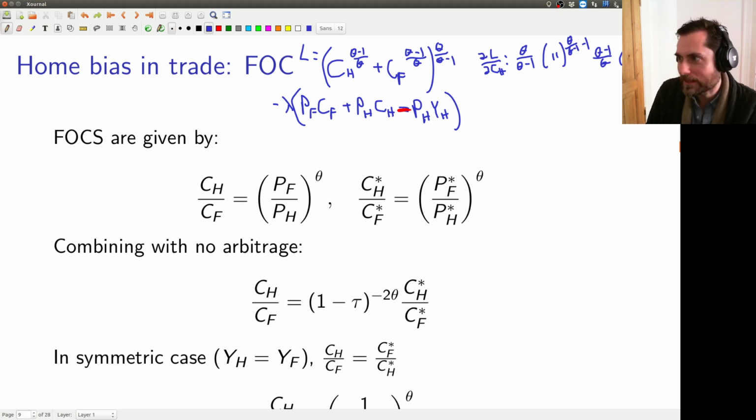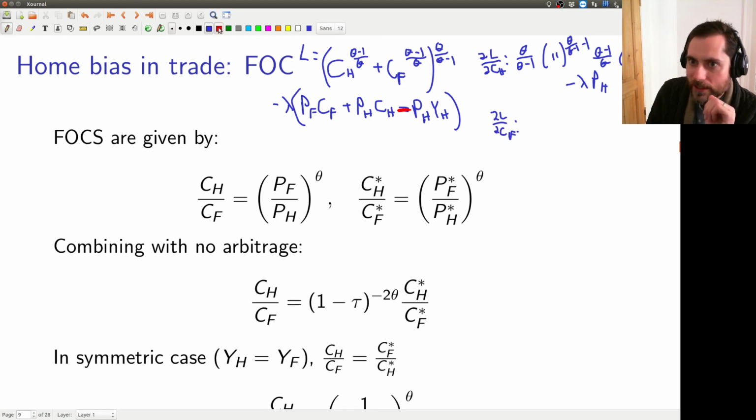Oops, not quite. Minus lambda times pH. Okay, we could do the same thing for CF. And by the way, notice these are going to cancel.